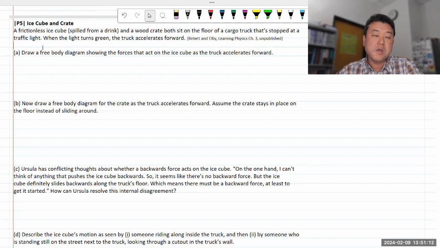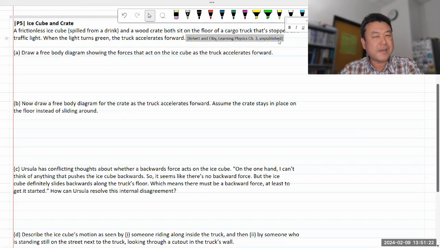This is in the worksheet that was posted as old worksheet. It's labeled as problem 5. It comes from a question from a colleague of ours in their textbook. I don't know if they've published it. They still might not have published it. It's an interesting scenario to work through. So let me just sketch out the scenario.